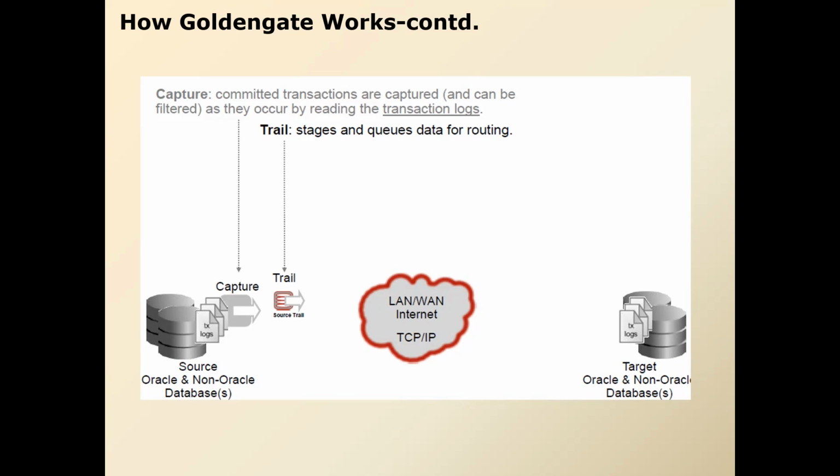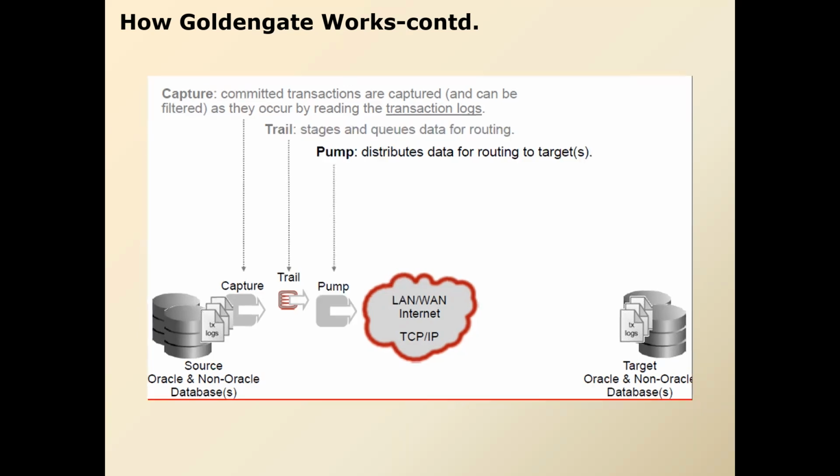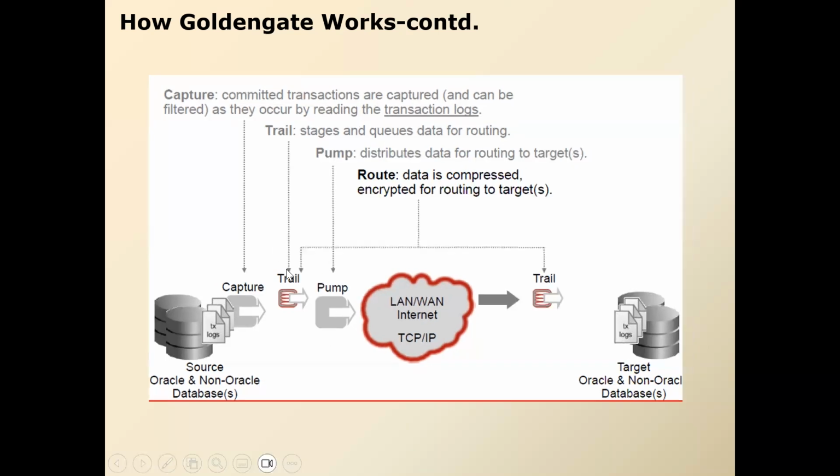Now, the extract process captures and writes to the local trail. Once the data becomes available in the local trail file, the data pump process reads the data out of your local trail, sends it over the TCP/IP network, and writes it to the remote trail file on the target system. So the source will have its own trail file, and the target will have its own trail file.